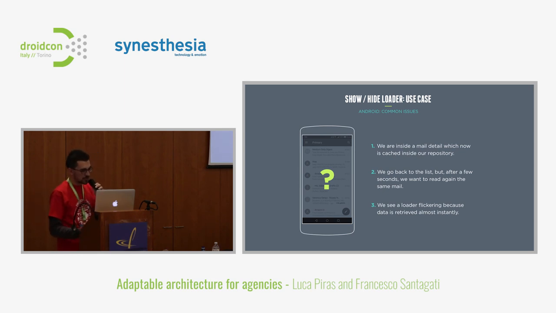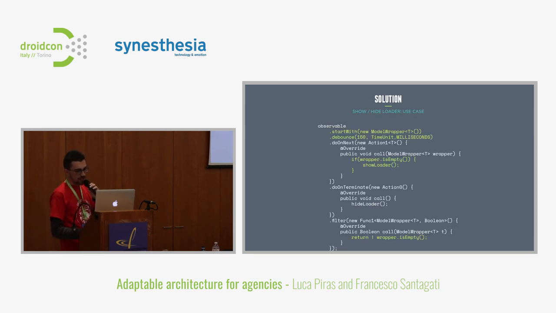Also in that case, the solution comes from an RxJava operator named debounce. Inside a presenter, we apply this transformation to each observable that executes a request to the data layer. This allows us to start every observable with an empty object called model wrapper. Debounce will ignore it if our data request completes in less than 150 milliseconds. Otherwise, the wrapper goes forward in the chain and will be handled by this doOnNext that will show the loader. In all cases, we will hide the loader when a request terminates, both with success or an error. In the end, a filter operator makes sure that our fake wrapper doesn't go ahead in the chain.